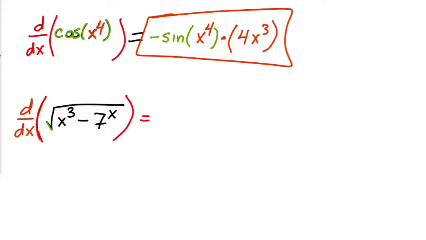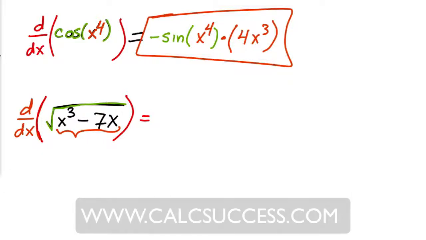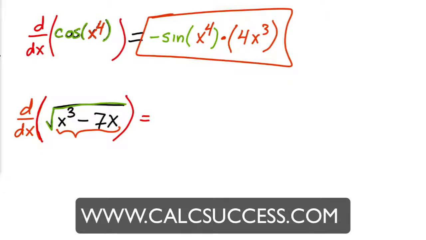Okay, so in this next example, we've got the outside function again, and then the inside function is this guy right here. And sorry, I made a mistake here. This guy is 7x. Okay, so we've got the square root of x to the third minus 7x. So we've got the derivative of the outside, so the square root is the outside.